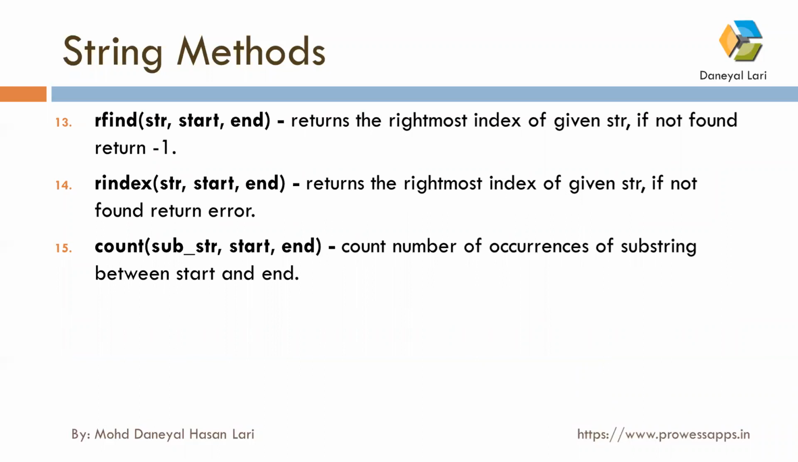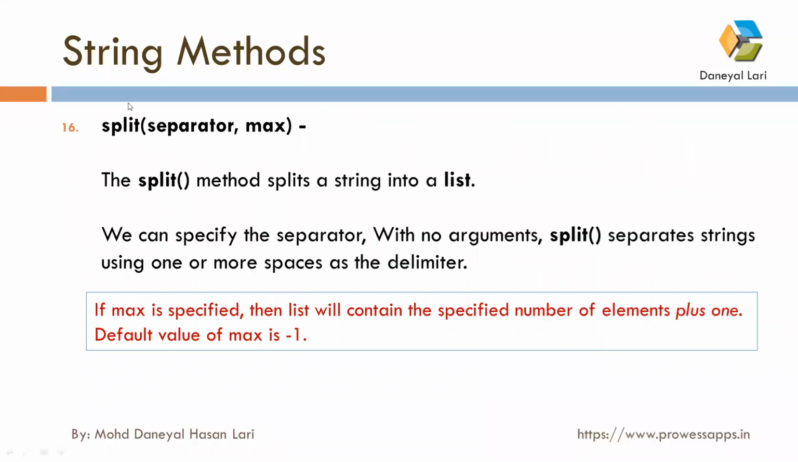So the 16th method is called the split method. A split method will split your string, and remember this one, it always returns a list. So the split method splits a string into a list. We can specify the separator; with no arguments, split separates the string using one or more spaces as the delimiter.